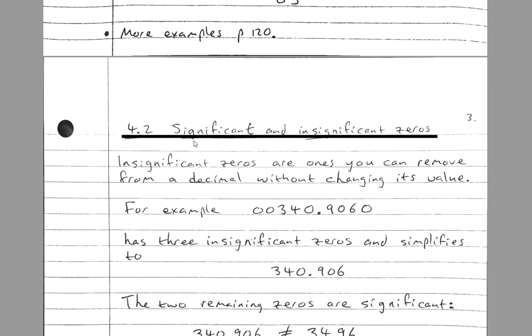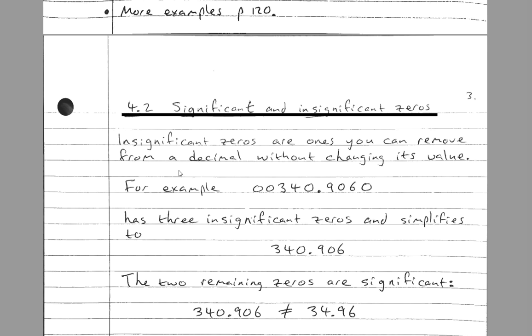Next section, significant and insignificant zeros. These insignificant zeros are the ones you can remove from a decimal without changing its value. So you can see these two zeros here, they're not really necessary. You could certainly remove them, and you haven't changed it. The whole number part is still 340. Okay, this zero, you have to keep that one. If you got rid of this, the 340 would change into 34. But this guy on the end we can get rid of.